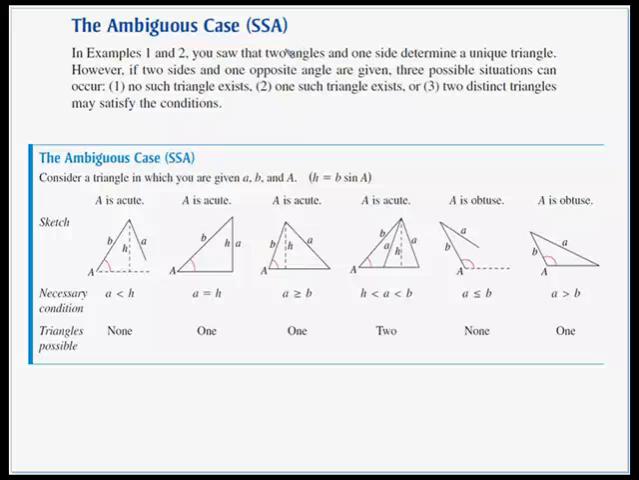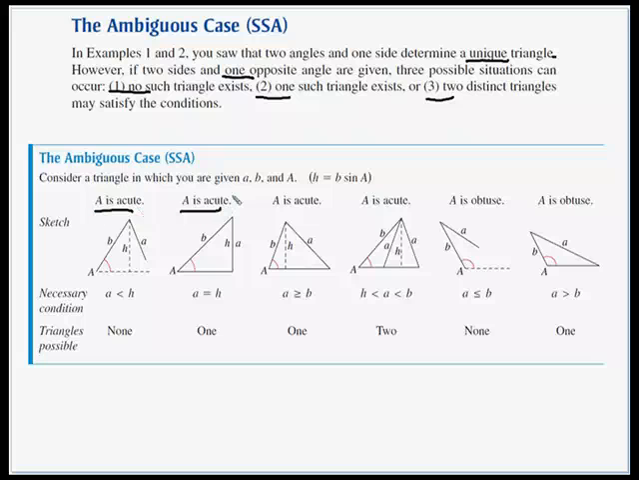So the ambiguous case, side-side-angle. In the first two examples from the previous video, we saw that two angles and one side determine a unique triangle. There was only one possible solution. However, if two sides and one opposite angle are given, so now we have one angle and two sides, there are three possible situations. 1, no such triangle exists. 2, one such triangle exists. Or 3, two distinct triangles satisfy those given conditions. And here's how everything breaks down.